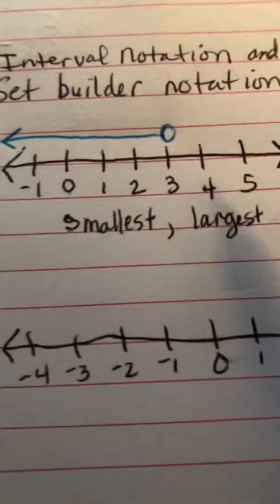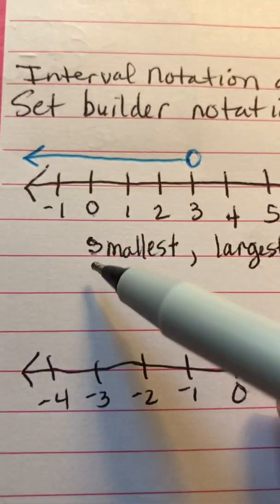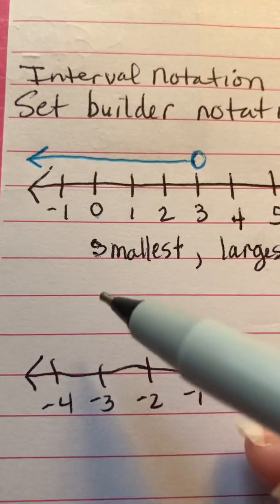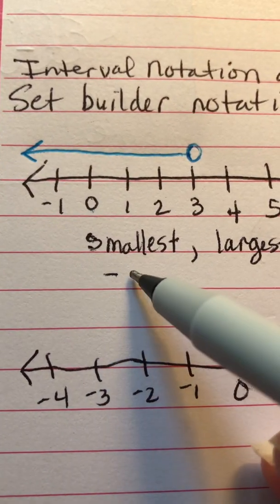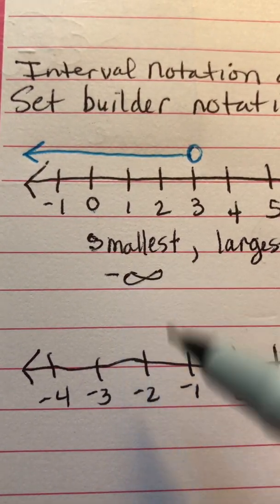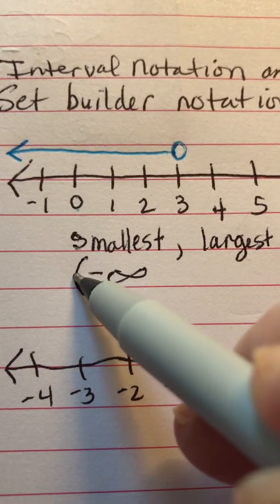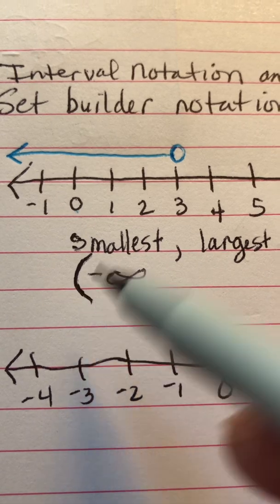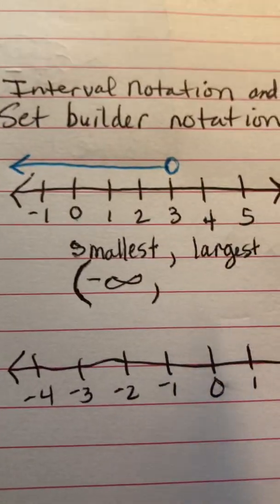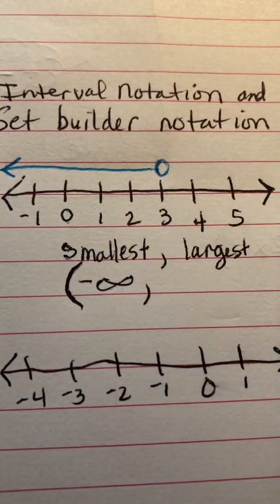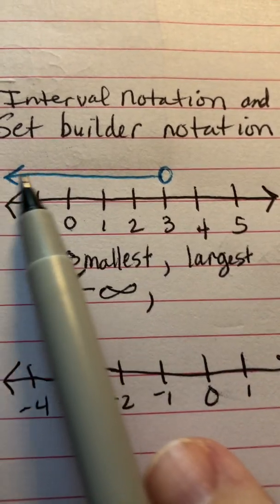So over here, the smallest number, it just points to the left forever. So the smallest number here goes into negative infinity. It never stops. Infinity always has a parenthesis next to it. There's no stopping point. And then how far to the right does this get? How big does it get?